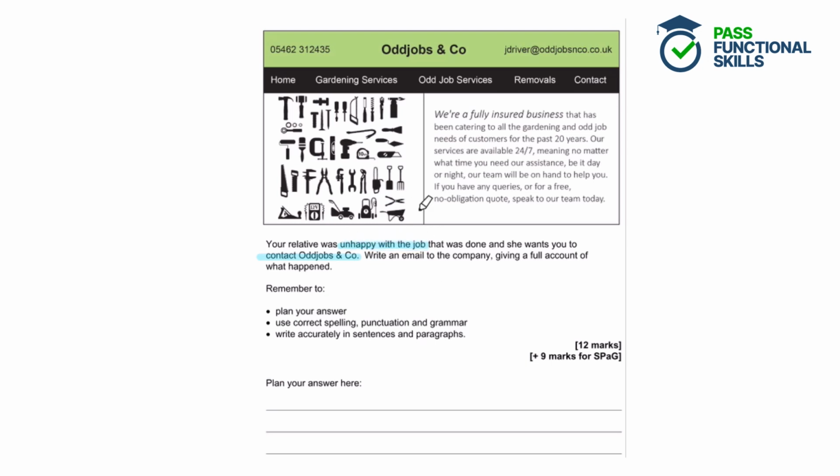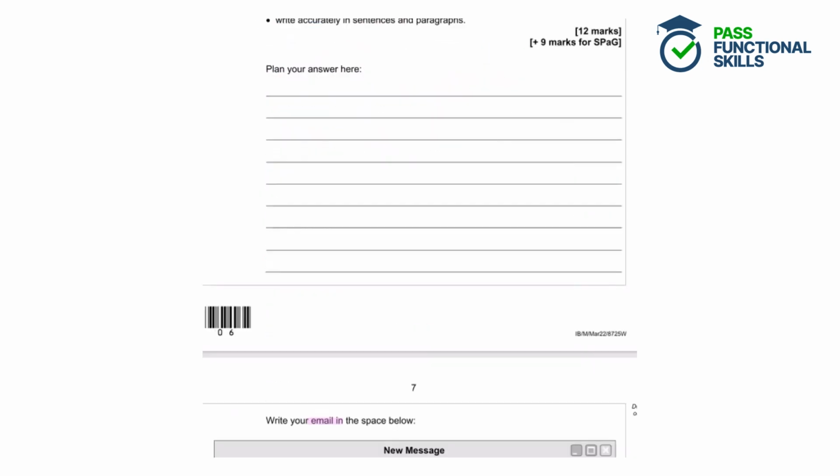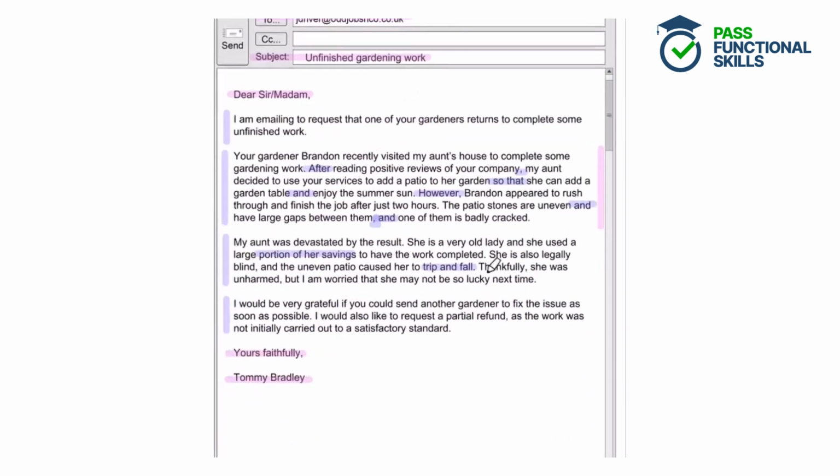To fully fulfill the purpose set out in the question, we need to give a full account of what happened. And that's certainly been done in this answer. So we have a full account of all of the events that happened. We have all of the things that went wrong with the patio, and then we've got the effects of this that were caused. And then we've added a little bit of additional information in order to request some compensation in the introduction and conclusion to the email.